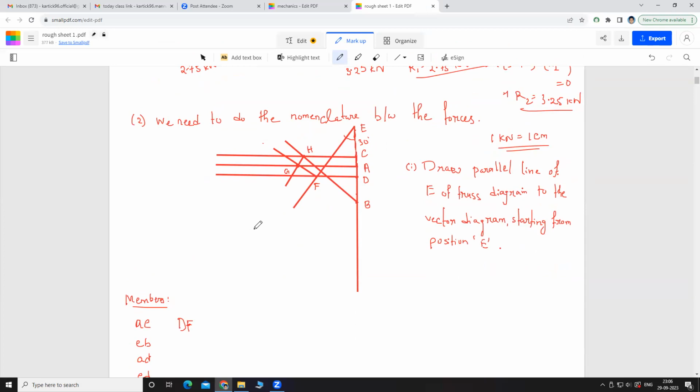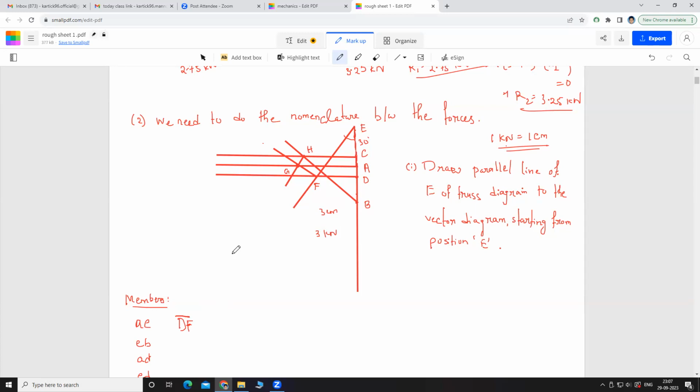Suppose this length is 3 centimeter. So the force will be, our 1 centimeter is 1 kilonewton, so that will be 3 kilonewton. So find that length DF. That is the magnitude of the force. Now what we will check is whether it is in compression or tension.